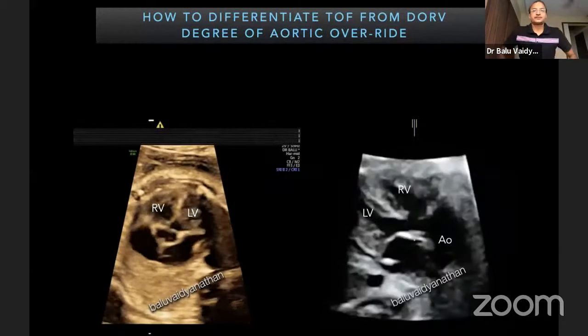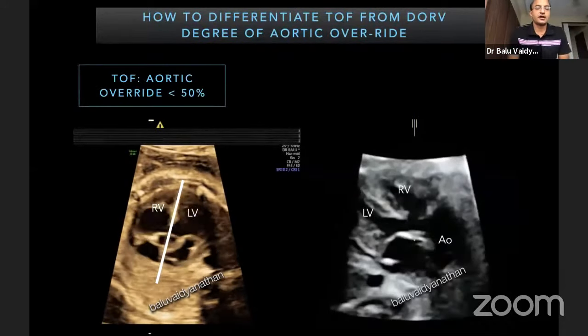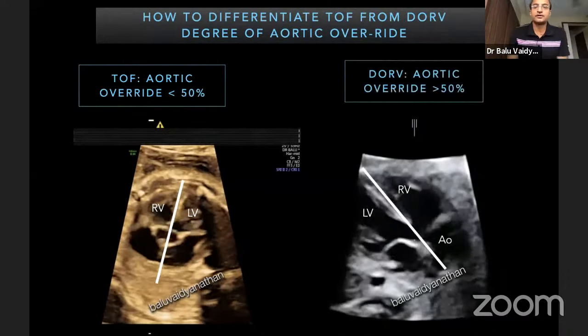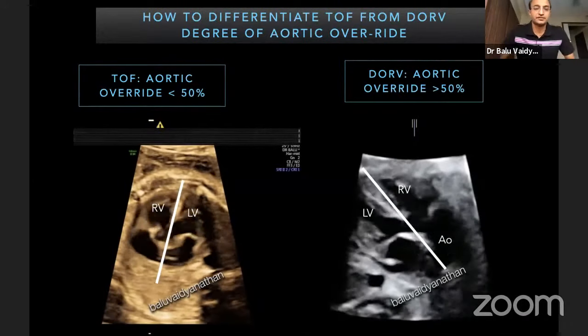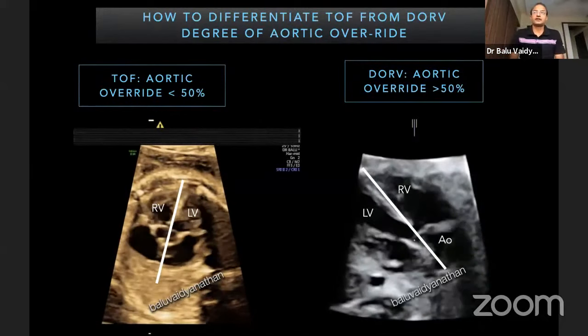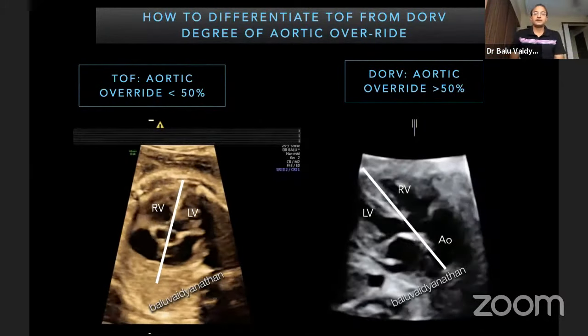Now, how do you differentiate between TOF and DORV? One way is to look at the degree of the aortic override. So this is tetralogy, where you have about 50% aortic override. And then you have here the DORV. You look at this, the aorta is predominantly coming from the RV, more than 50% override. So in the latter scenario, we can very clearly see that the circumference of both the outflow tracts, the semilunar valves, are completely committed to the right ventricle. So this is one simple way.